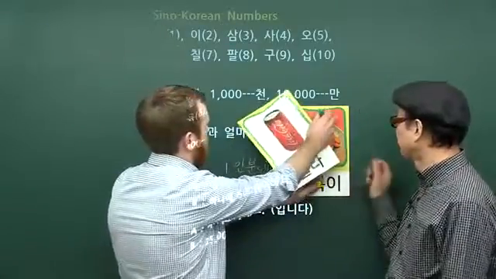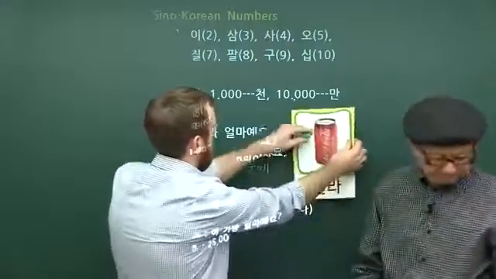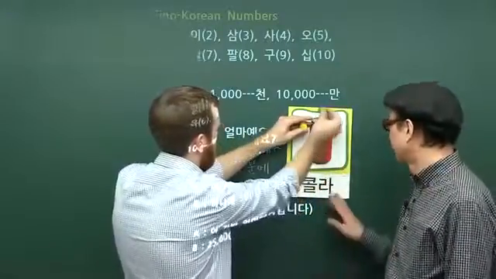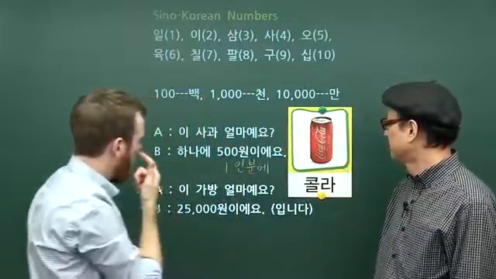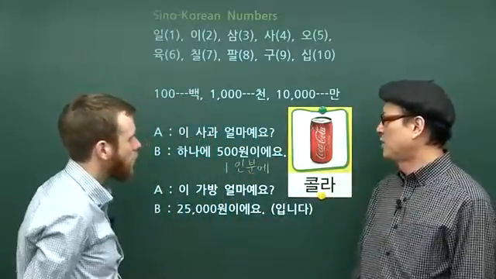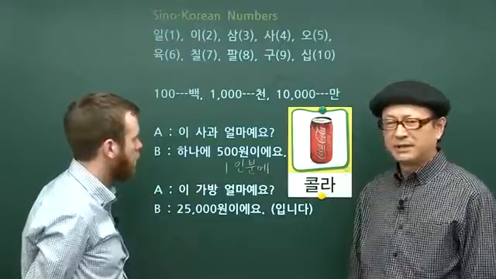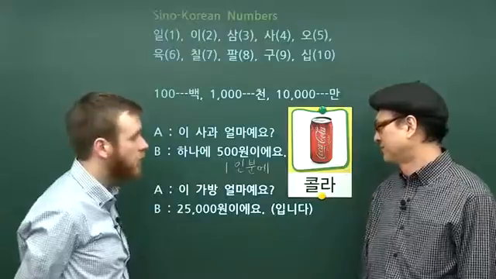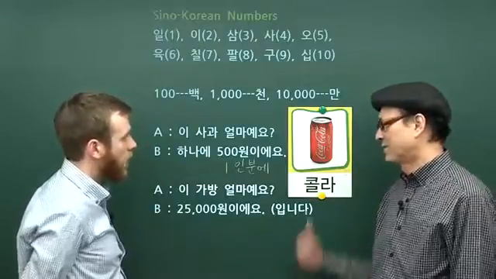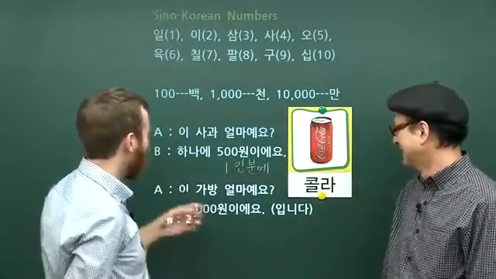So instead of tteokbokki, maybe it was too spicy, so I needed something to drink. So we've got some cola here. 이 콜라 얼마예요? Simple enough. 하나에 1,000원이에요. Okay, so I'm not sure for a can of cola. I'm not sure how much that is. Yeah, I don't know.